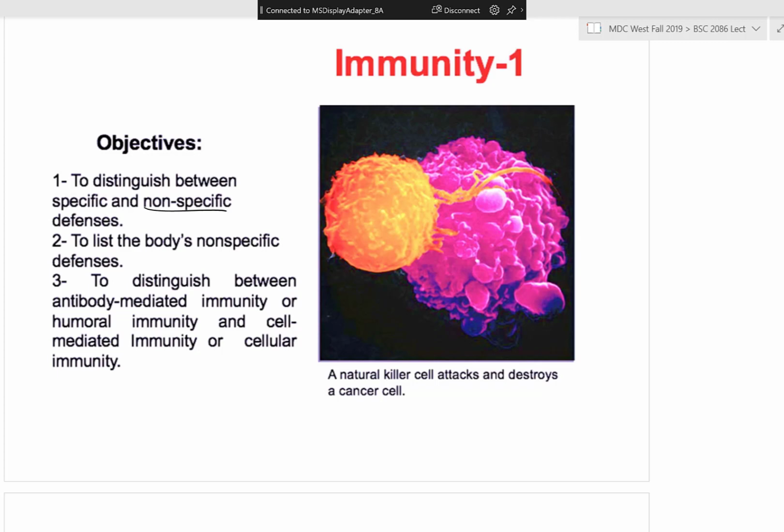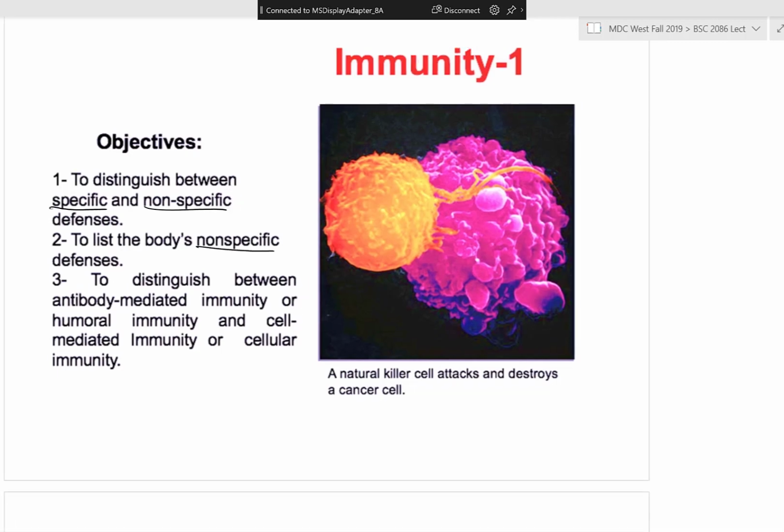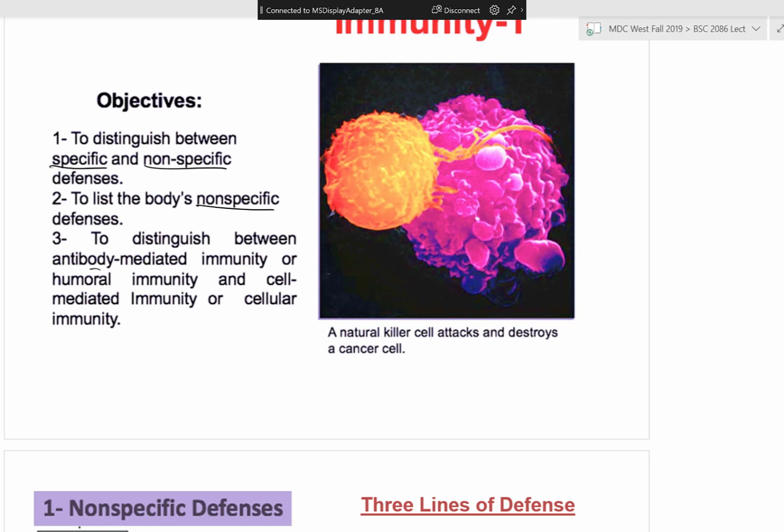So we're going to talk about, basically for immunity part 1, the difference between specific and non-specific immunity. We're going to talk about pretty much a list of the non-specific defenses, and we're also going to talk about the humoral and the cell-mediated immunity, which is also known as cellular immunity, like the one that we just covered.